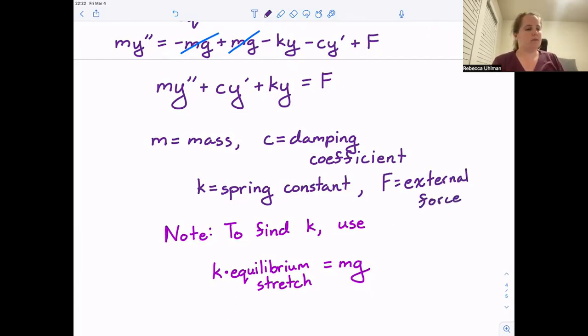So in the next videos, we will look at specifically undamped systems. And then in section 6.2, we will look at our damped systems and solve some example problems.